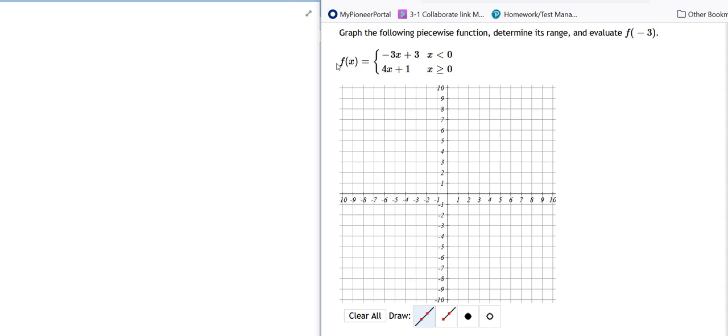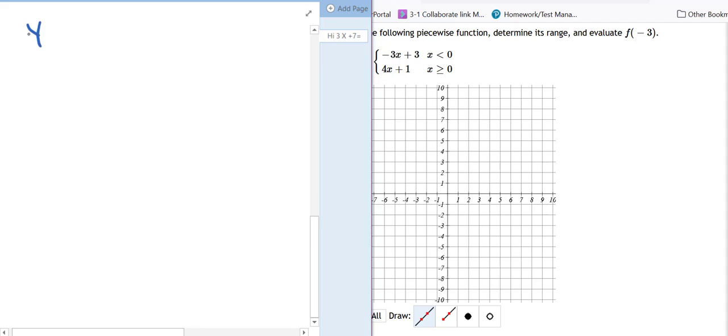And so what we're going to do is graph both of these on this same grid. Let's look at each one, and we'll do these with a chart. This is a line: y equals -3x plus 3, and this is when x is less than 0. So we'll do a t-chart.